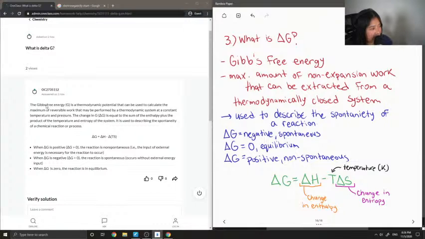It is used for describing the spontaneity of a chemical reaction or process. When delta G is positive, the reaction is non-spontaneous. So for example, the input of external energy is necessary for the reaction to occur. When delta G is negative, the reaction is spontaneous. So that means it will occur without any external energy input. And then when delta G is 0, the reaction is in equilibrium. So this solution is correct.